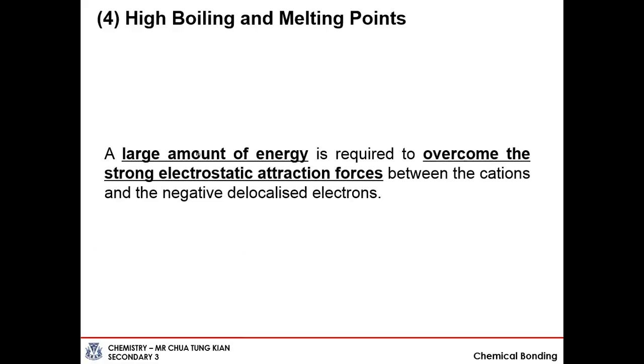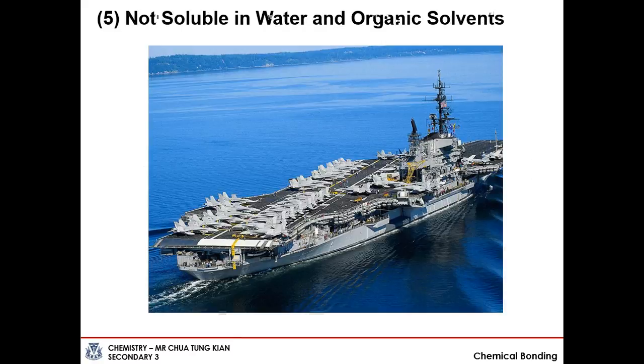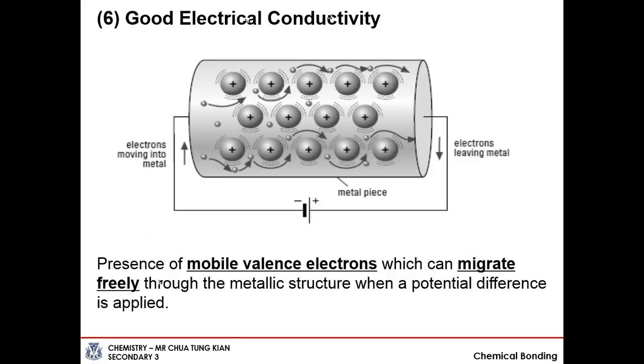So metals have high melting and boiling points. This is quite obvious. The electrostatic forces of attraction between the cations and the delocalized electrons are really high. So you need a lot of energy to overcome these forces. As a result, it has a high melting and boiling point. Obviously, metals are not soluble in water and organic solvents, and they have good electrical conductivity.